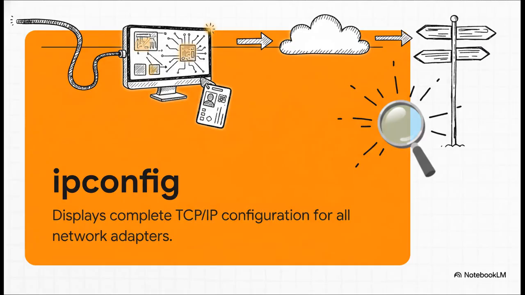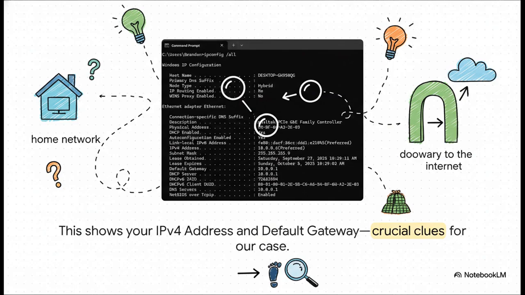And our first tool for this investigation is the ipconfig command. The best way to think about this is like you're pulling out your computer's network ID card. It tells you everything you need to know: who your computer is on the network, its address, and where it gets its directions. Okay, now we're getting somewhere. We've just uncovered some major clues. See that IPv4 address? That's your computer's unique address right there on your home network. And the default gateway? Well, that's the address of your router. It's the doorway to the internet. These two pieces of information are absolutely critical for our case.